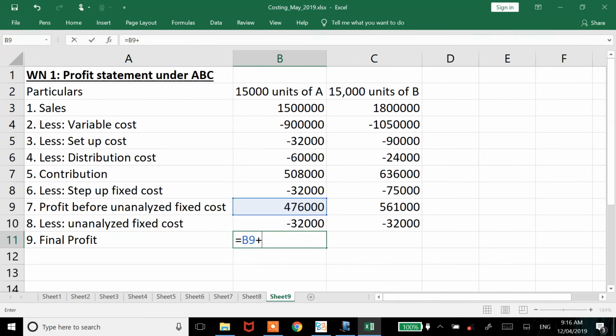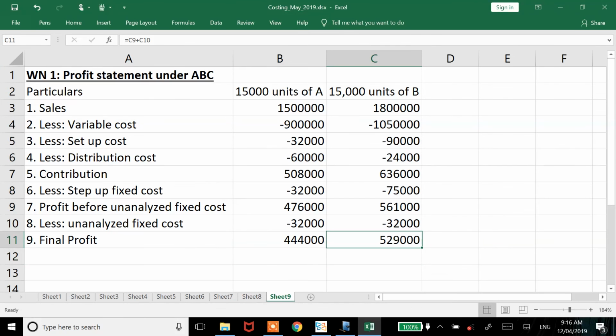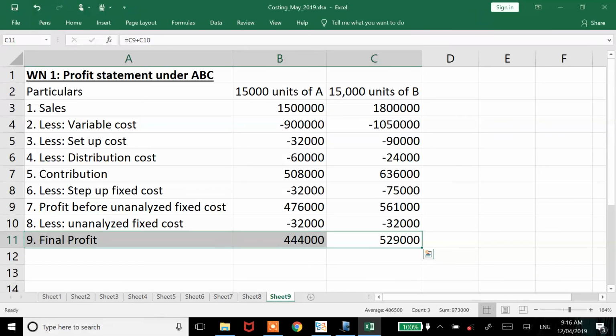Break-even point is something I'll explain in marginal costing, because this has something called a semi-variable cost. You will understand when we move to marginal costing. So final profit is 4,44,000 and 5,29,000. The final profit figure should match with the institute. Contribution can change depending on how they want to interpret it.